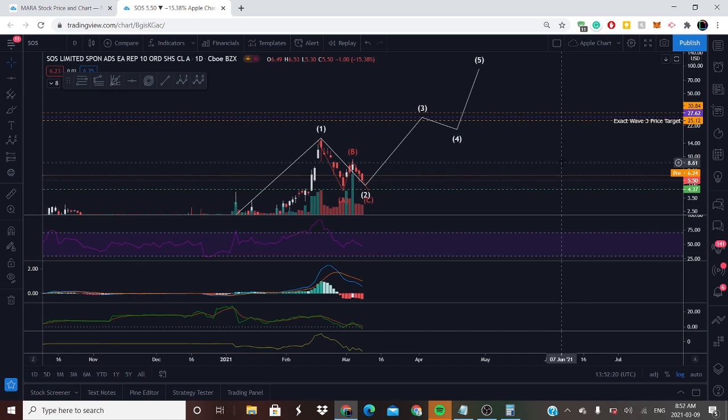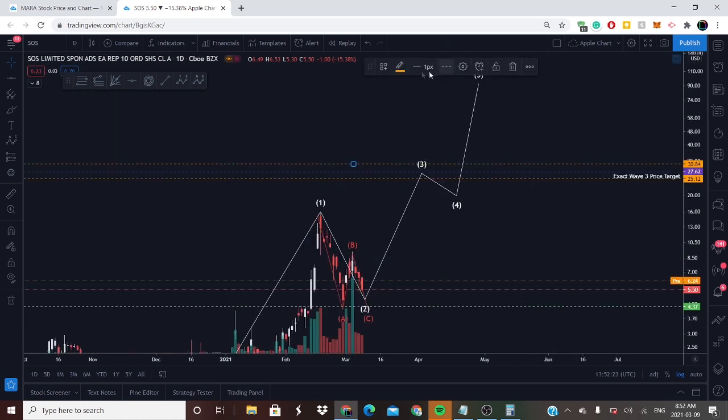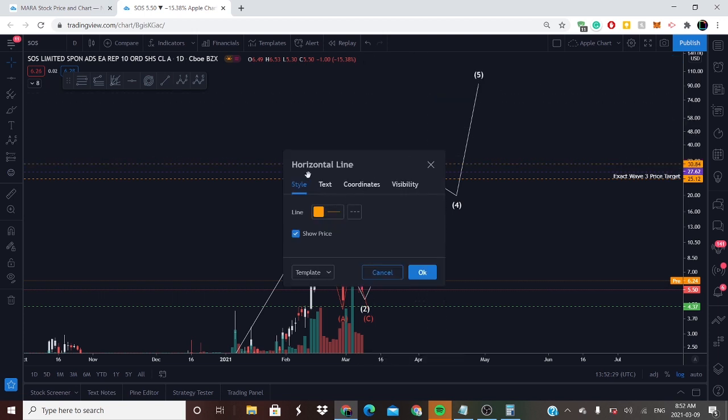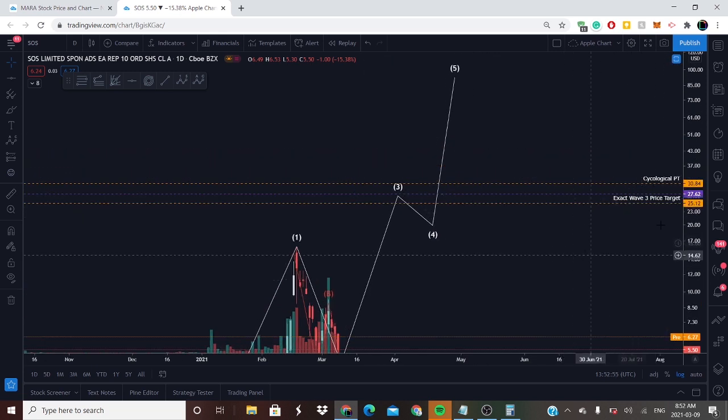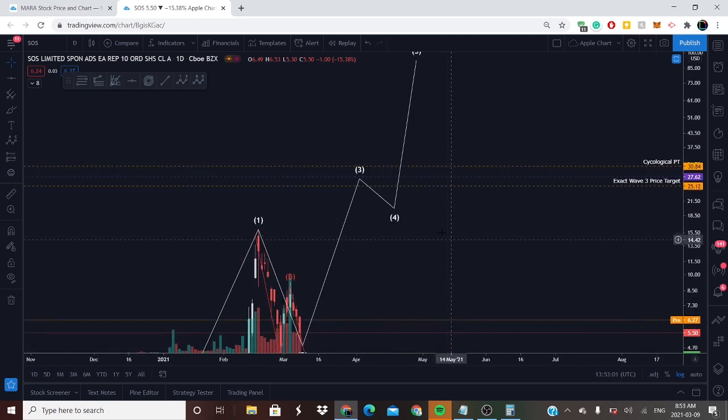Okay, so I'm going to put this here, call this text, psychological PT. I'll put this on the top. I also can't spell, nice, I don't care. Yeah, I give up. Okay, psychological price target. So this is your exact wave 3 price target. This is your $25. So these are your psychological price targets.